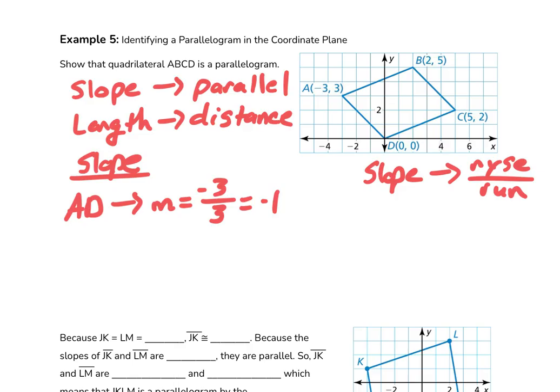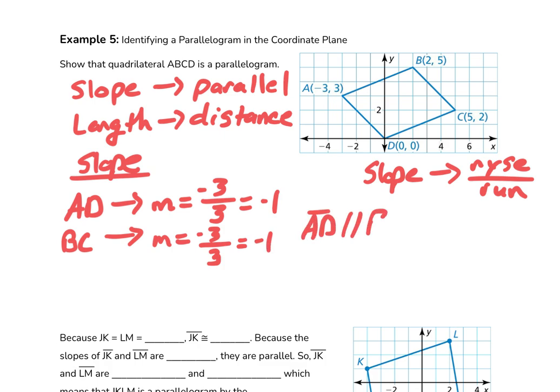And I'm just going to work my way around. Actually, let's do BC, because BC is opposite of AD. So if I'm going to find BC, I'm going to go down 3. I'm going to go right 3. So it ends up being the same thing. -3 over 3, which is -1. So the first thing we're going to say is that AD is parallel to BC.